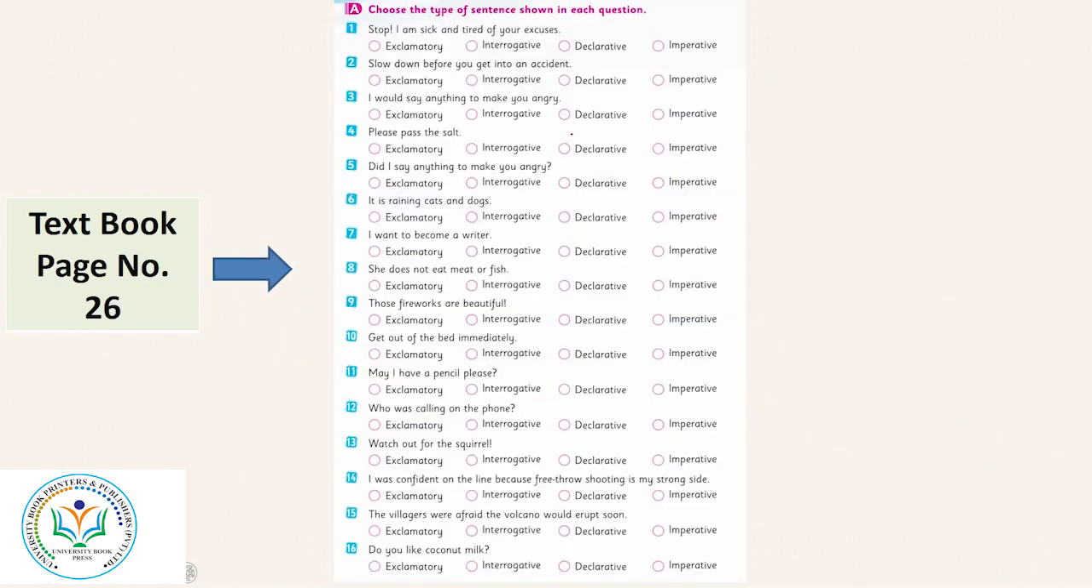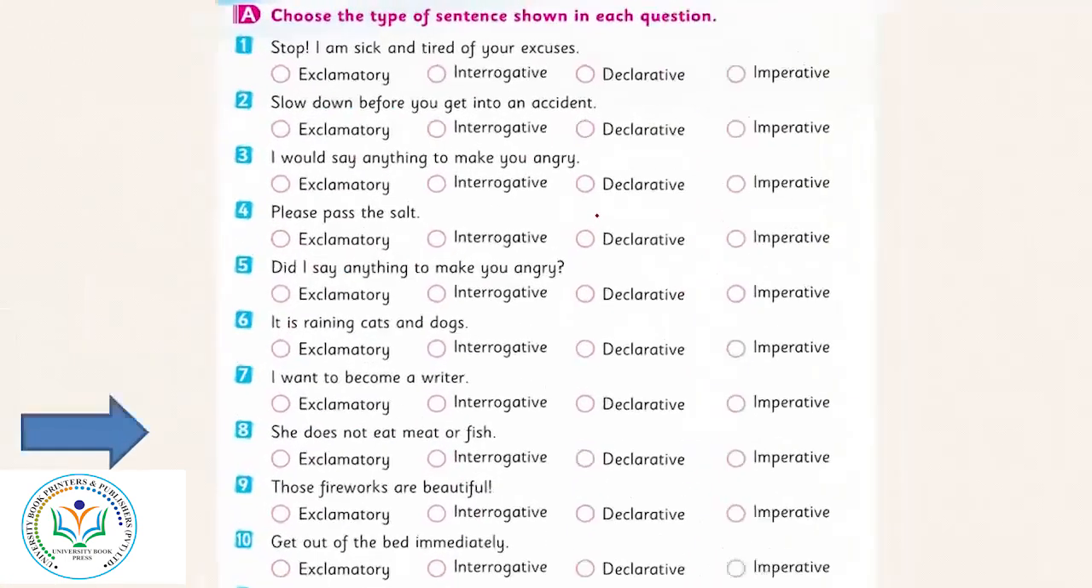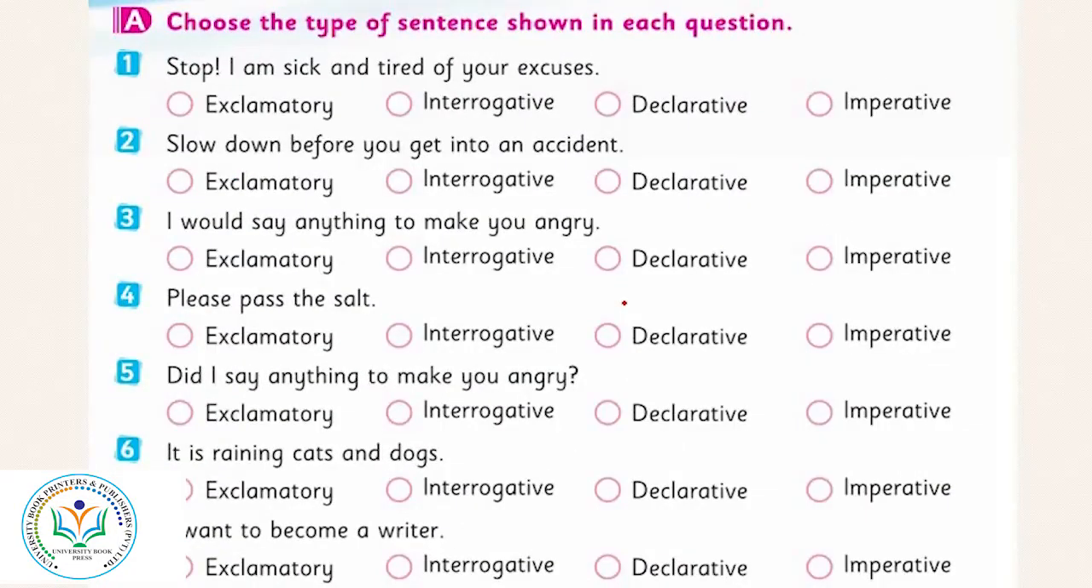Now look at page number 26. We have an exercise on types of sentences here. Choose the type of sentence shown in each question. You have to choose the right option for each sentence.